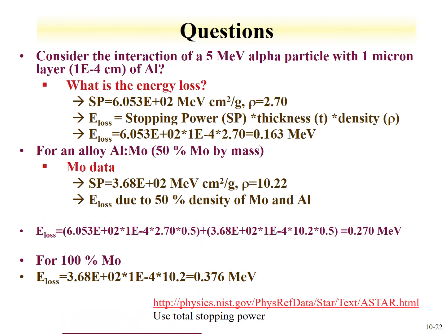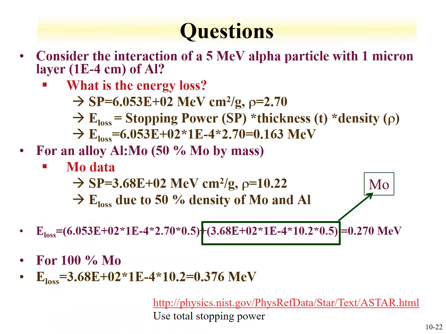And then we add to that a molybdenum component. Again, it's the same thickness, but we say half of that density is due to molybdenum. And what we see is that now we absorb about 0.27 MeV of energy from this 5 MeV alpha particle in a 1 micron thick layer of this alloy.